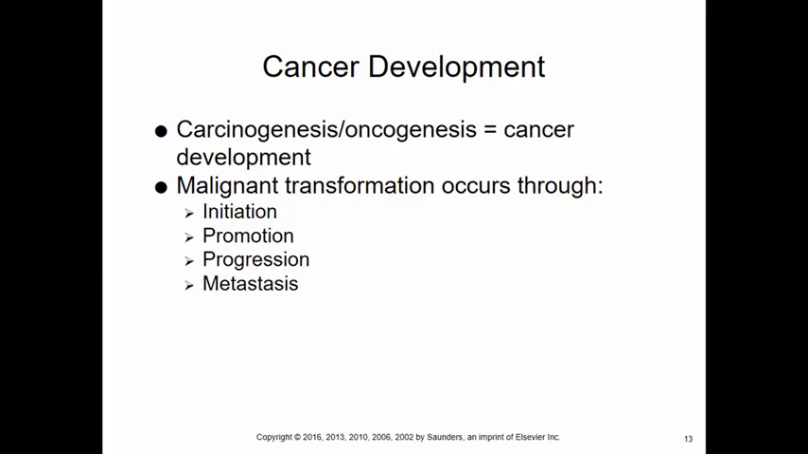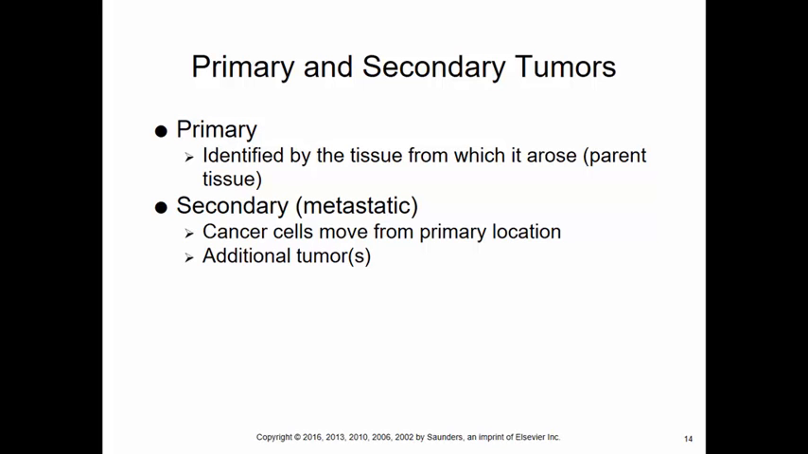Metastasis is the next aspect of malignant transformation, and it occurs when the cancer cells start moving. So they move from that primary tumor by breaking off and forming remote colonies. So when they do that, when they break off in metastasis, that's when we see these secondary tumors. So primary tumors are identified by the tissue from where it arose, so from the parent tissue.